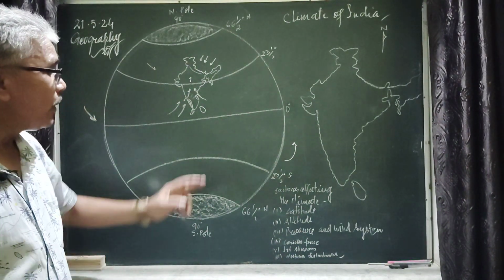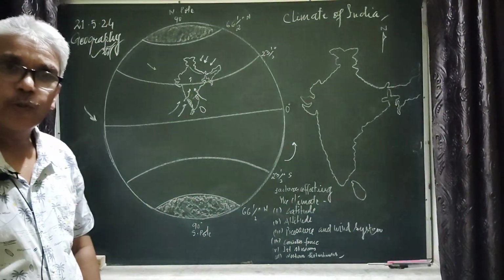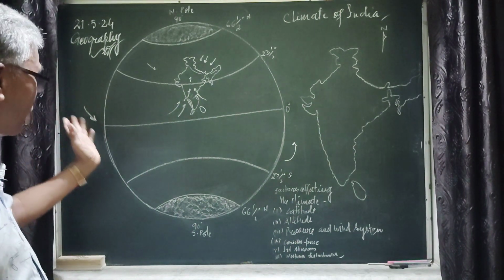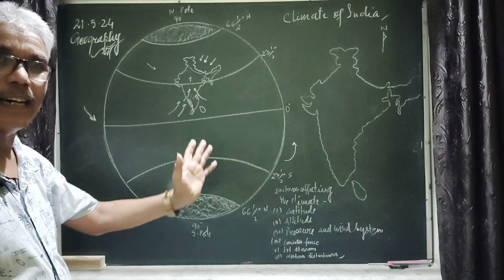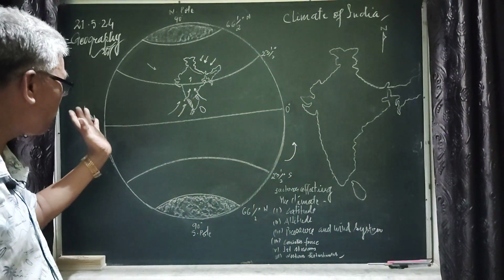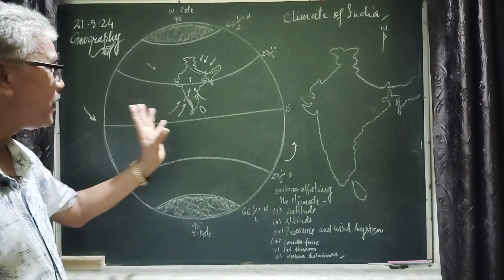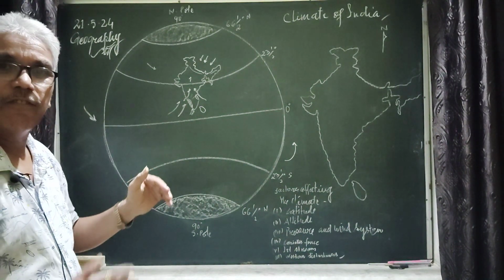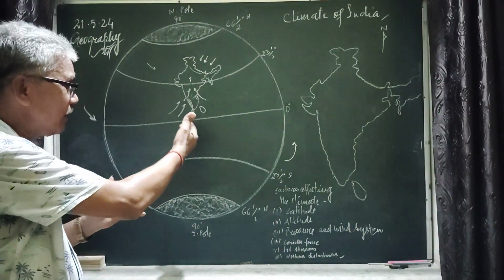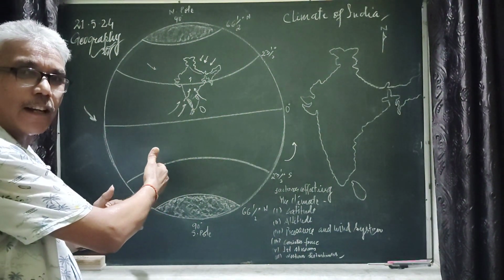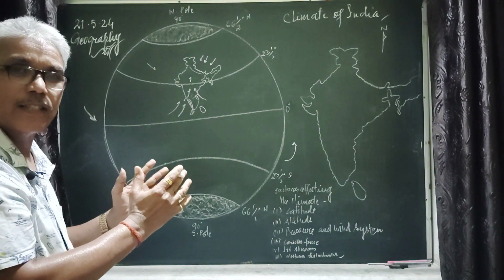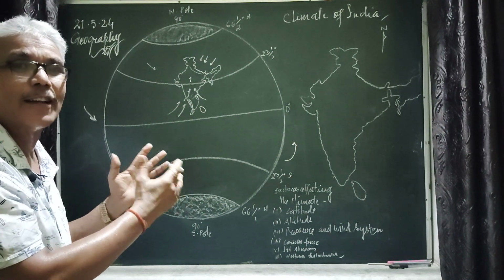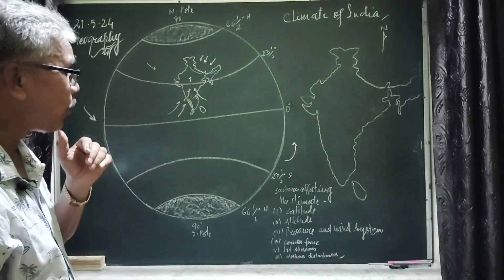Next, Coriolis force. First of all, try to understand that the earth rotates on its axis from west to east. Because of this phenomenon, the wind in the northern hemisphere is deflected towards the right, and in the southern hemisphere it is deflected towards the left. This phenomenon is known as Coriolis force. It is also known as Ferrel's law. So this is also an important factor.